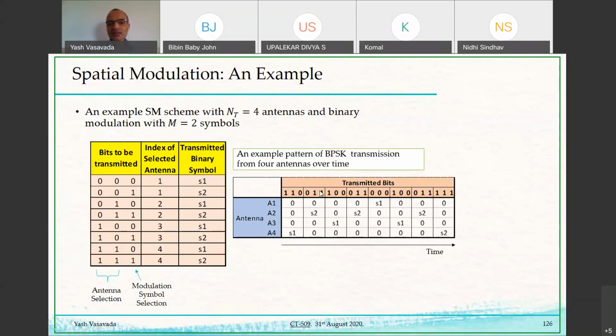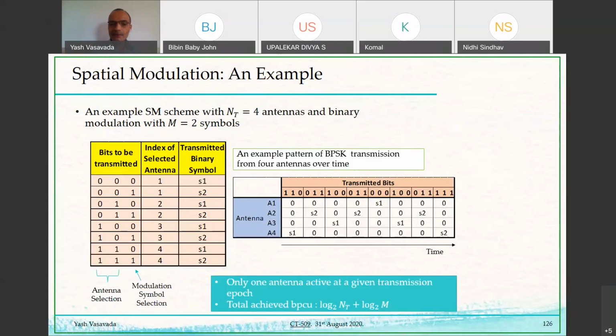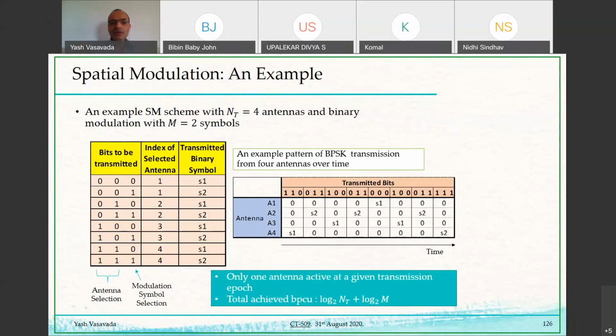Then if 011 is the next 3 bits, then I will activate the 2nd antenna, and on that I will transmit BPSK symbol 1, and so on. So this is how my transmission pattern will look like. If I look at any column, then you will see that it will have only one non-zero element. The other 3 will be zeros, because only one out of the 4 antennas has been selected. So now I am able to achieve a total bits per channel use of 2 plus 1, total of 3 bits.